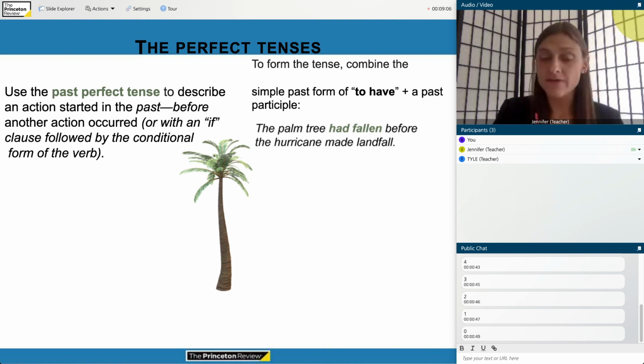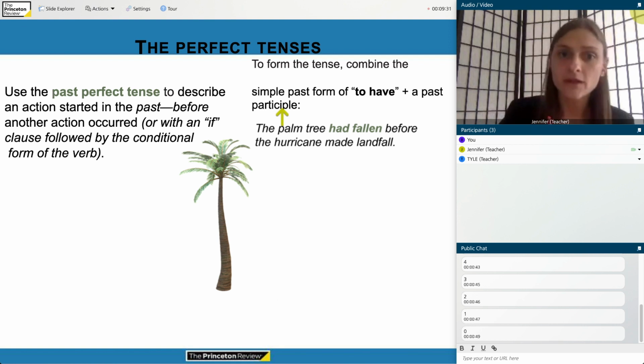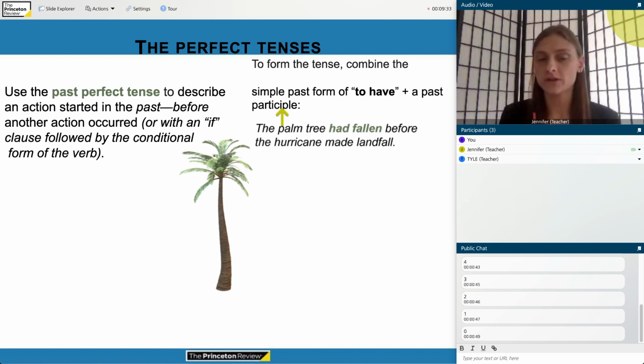So here we have had fallen, and if you look at how to form this tense here, we've got our simple past, just like we did with the progressive tenses, but instead of to be, now we have the verb to have and a past participle. So whereas the progressive tense has a form of the verb to be and a present participle, we're changing verbs and we're changing participles. We're going to look at a chart on the next page of some common irregular past participles, but many times the past participle is just a simple past tense form.